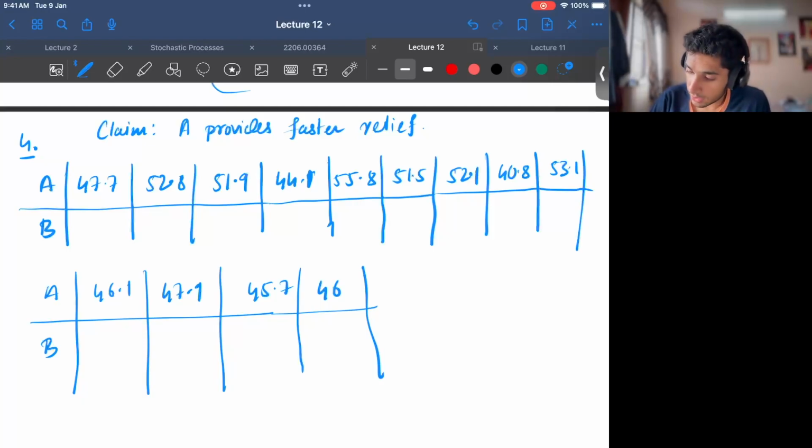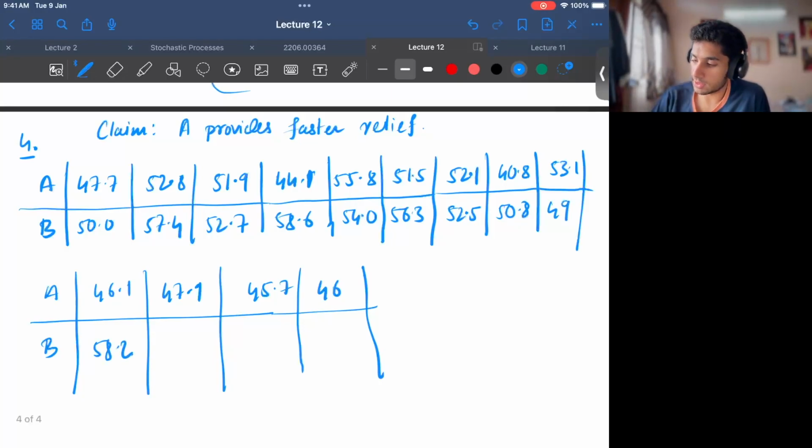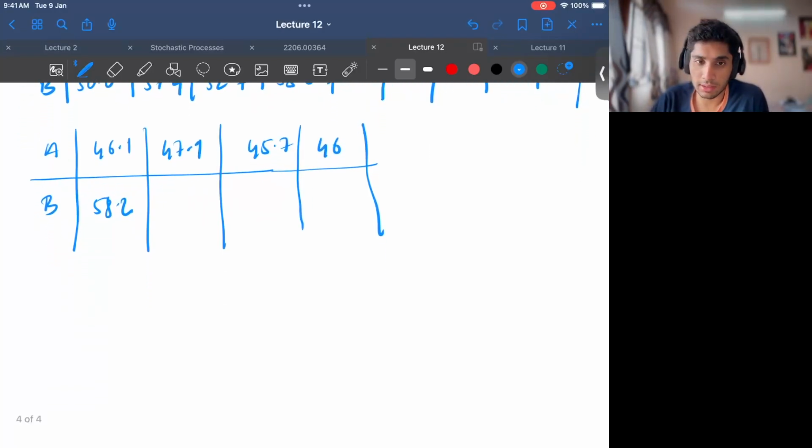For brand B, they observe 50.0, 57.4, 52.7, 58.6, 54.0, 56.3, 52.5, 50.8, 49, and 58.2. That's it. So there are fewer samples for brand B and more samples for brand A.